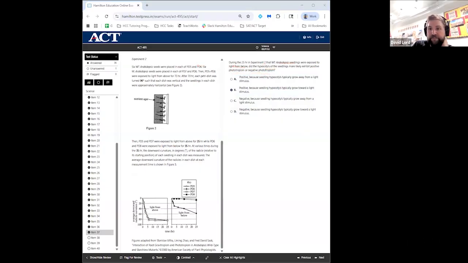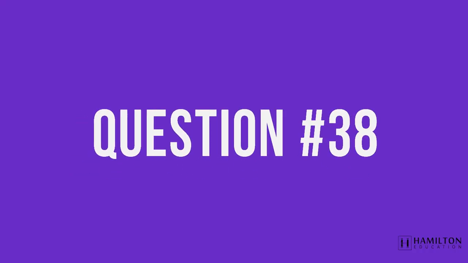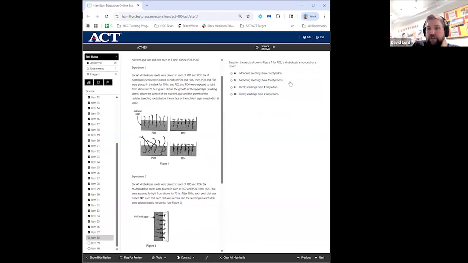Based on the results of figure 1 for PD2, Arabidopsis is a monocot or dicot. This is a little tricky, but the word mono means a single and di means two. And then the cot is referring to the cotyledon or the hypocotyledons. And so look at the pictures for PD2. You can see there's two little leaves on there, which is why it was a dicot for two cotyledons.